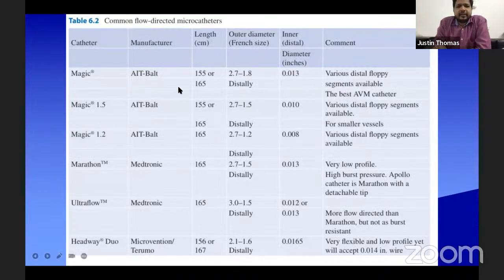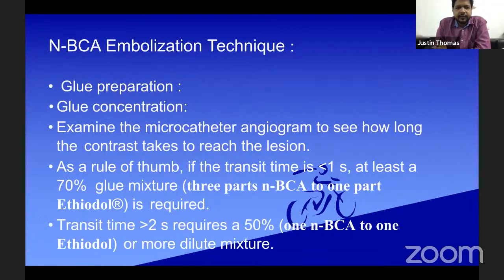These are the various microcatheters which are used in glue embolization. The MAGIC is the most commonly used AVM microcatheter, and detachable tip microcatheters are also available, Marathon, and also the other microcatheters Ultra4 and Headway Duo. MAGIC is the most commonly used AVM catheter. The glue is prepared in separate vials.